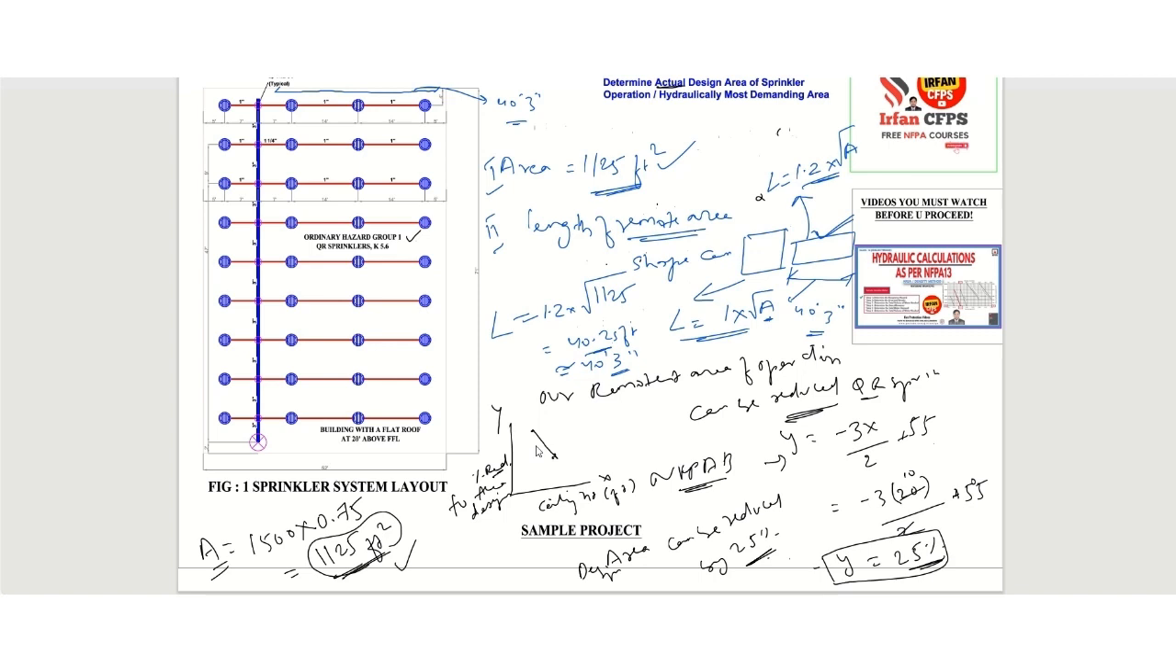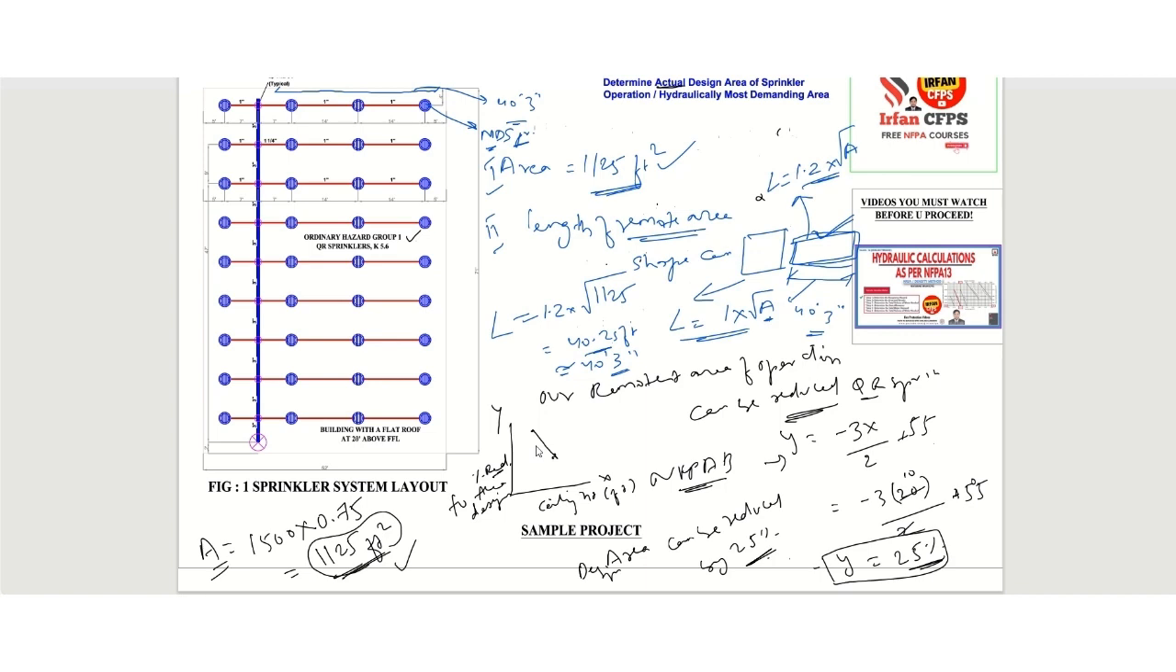Plus we need to add enough sprinklers so that the remote area will be at least 1125 square feet. So we need to draw this rectangular remotest area here. Since this is the last sprinkler, we can assume that the most demanding sprinkler might be this one, but it depends. We have to check later on.